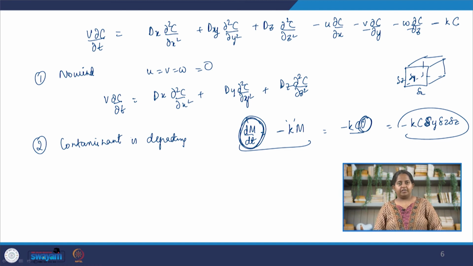So, we have first order decay. Remember we are still conserving mass: dm by dt is equal to mass in minus mass out plus generated minus decay. Now, another situation, let us say we have other sources of contaminant.